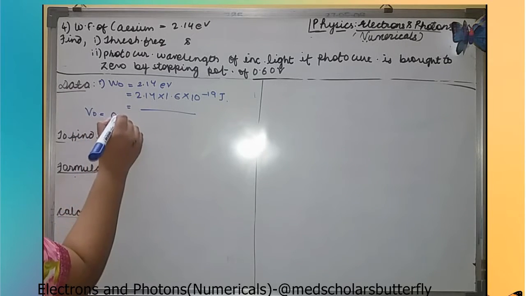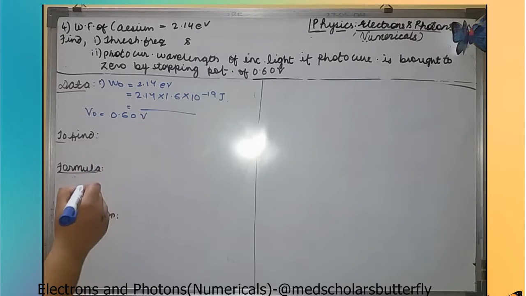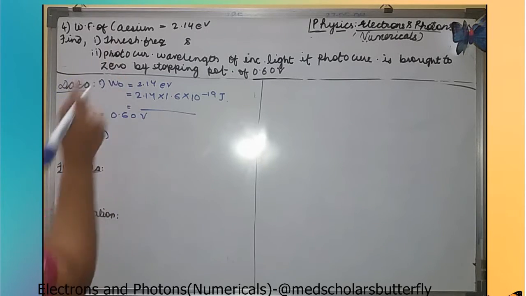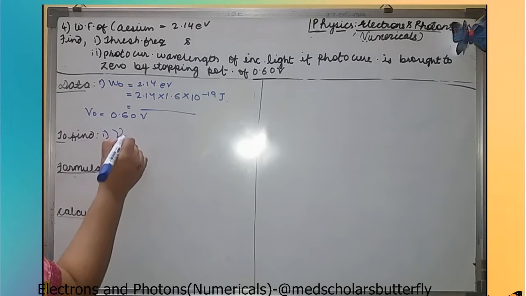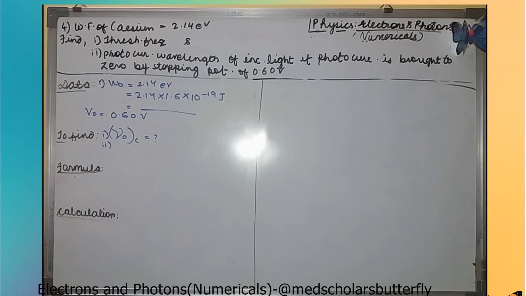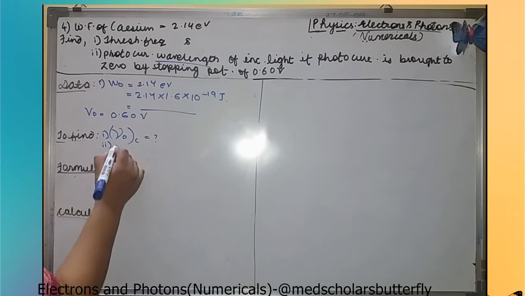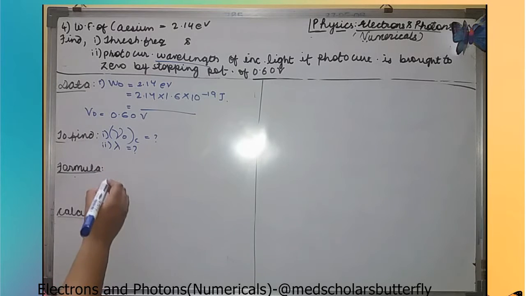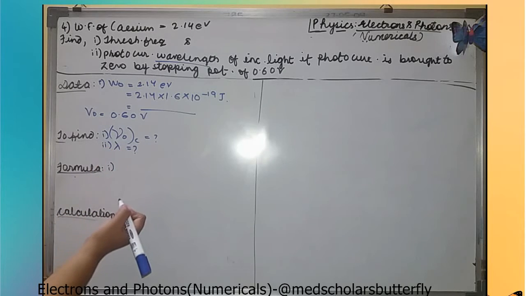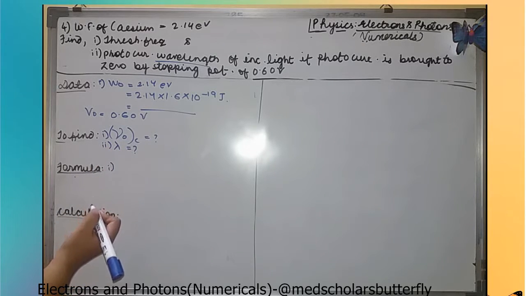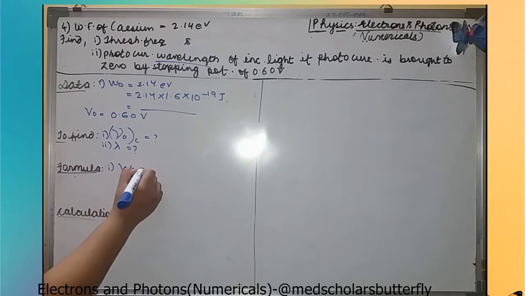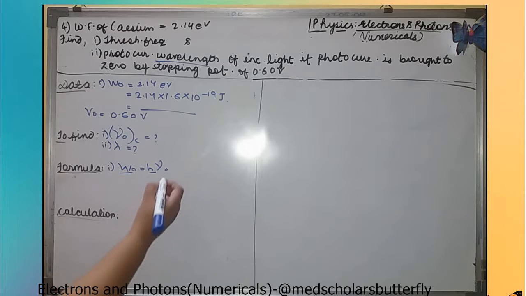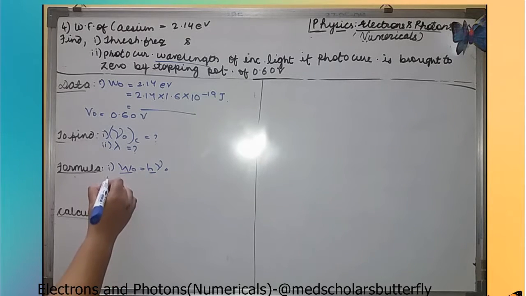V0 is the stopping potential, which is 0.6 volt. We have to first find the threshold frequency. We write threshold frequency of cesium, that's why I am writing subscript C here. Second, wavelength. What is the formula? The relevant formula which has nu 0 and lambda. First is W0 equals h nu 0.